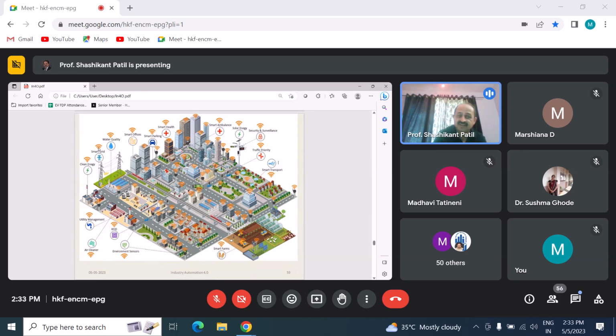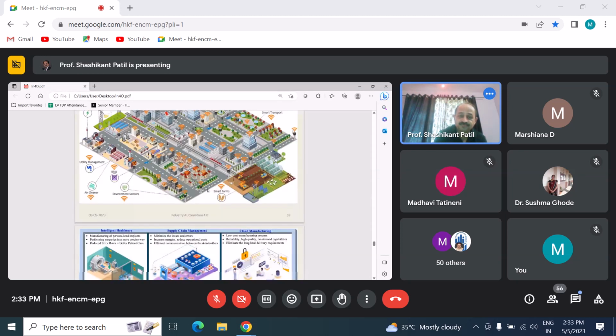Clean energy, smart grids for energy management and all that. Water quality and water management, smart offices, smart parking, smart health, smart hospitals. So these are some of the things where you can use this Industry 5.0, and these are the sectors where 5.0 will have more dominance.